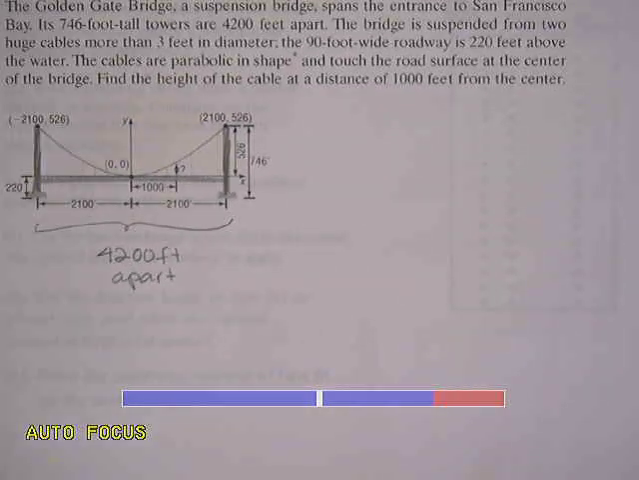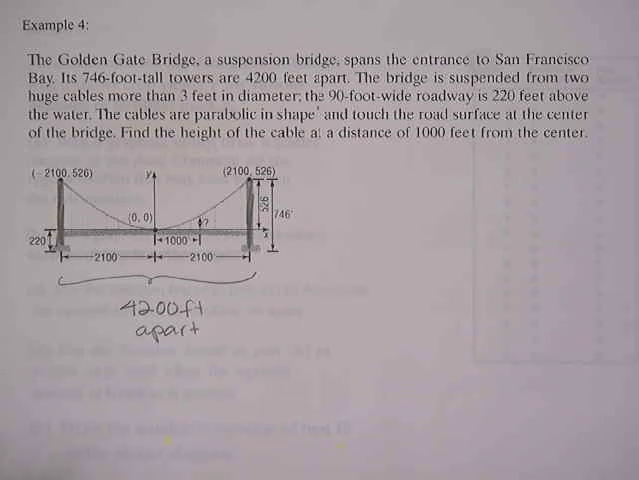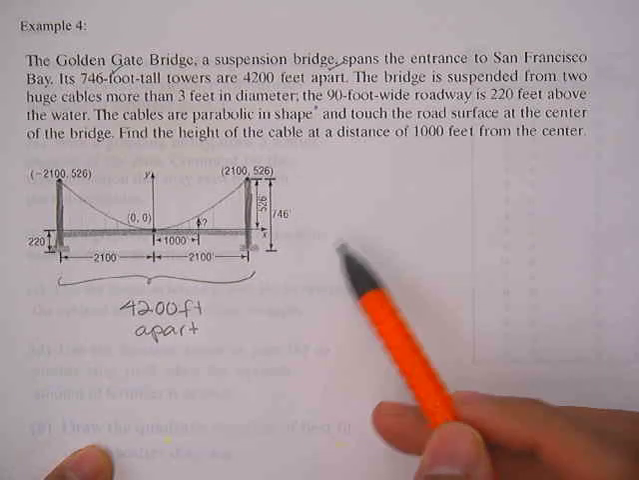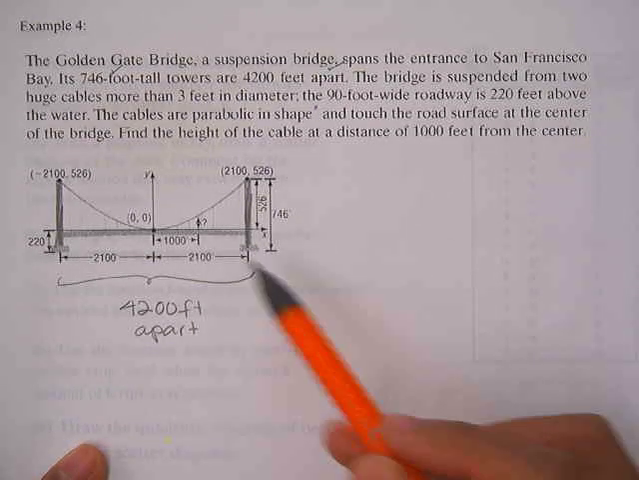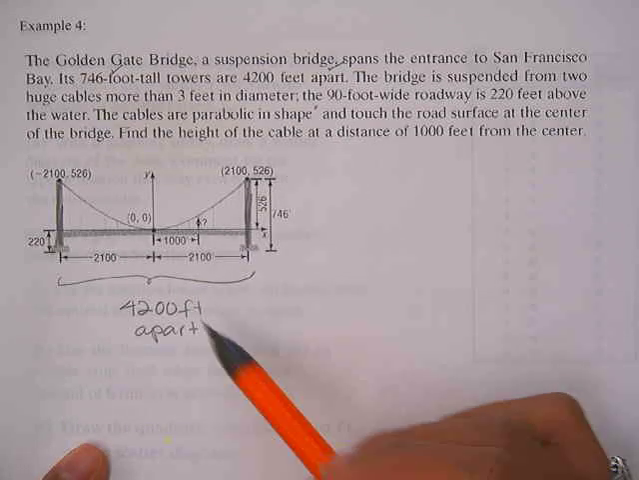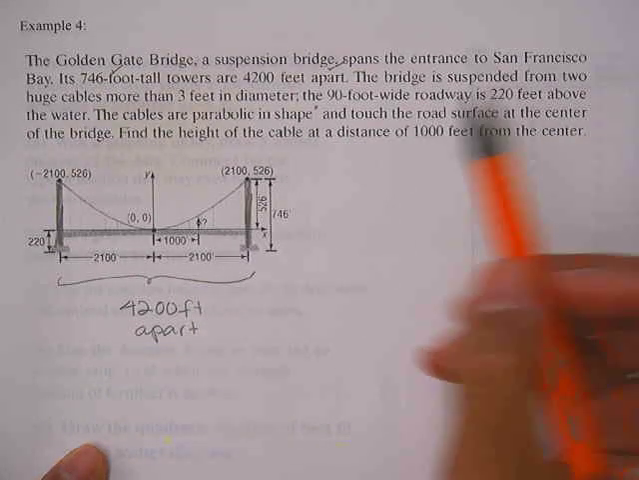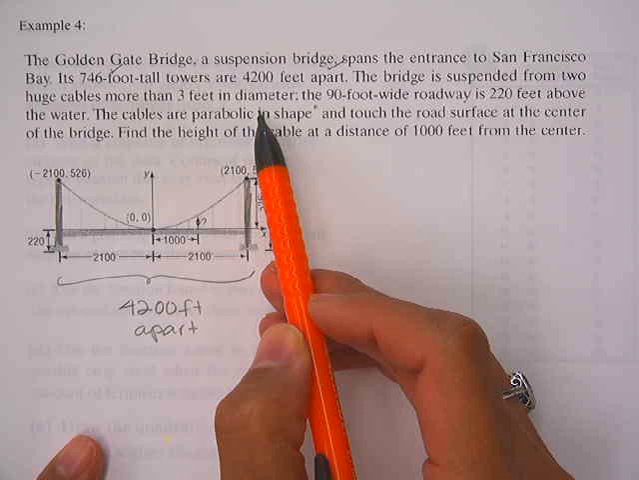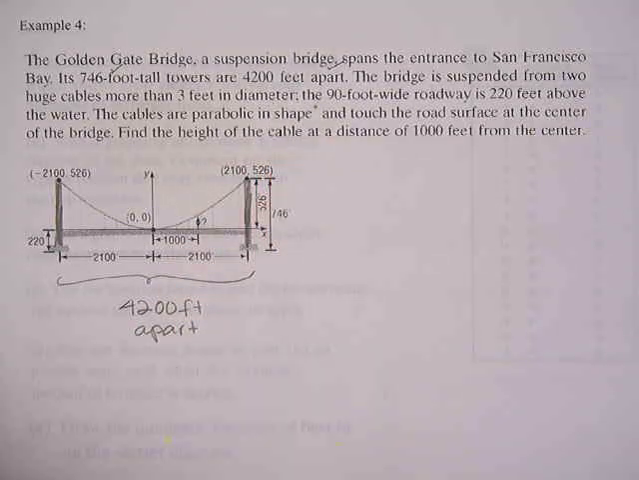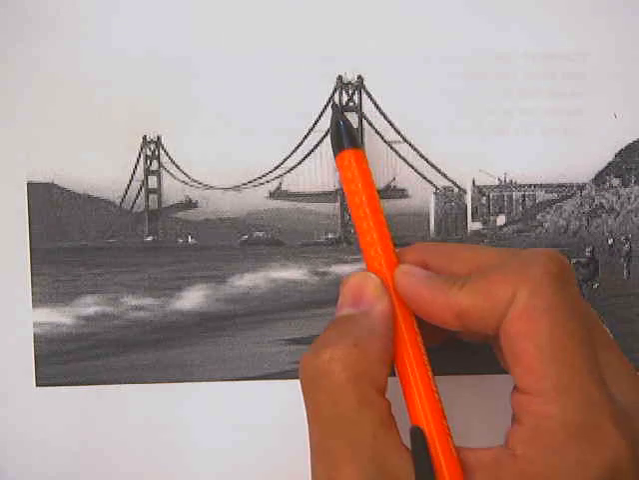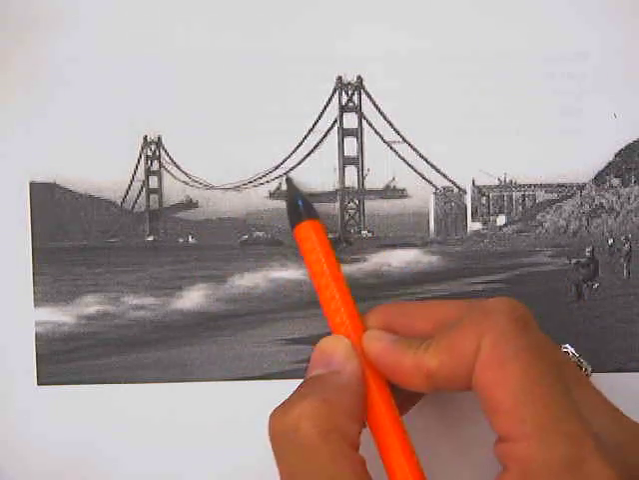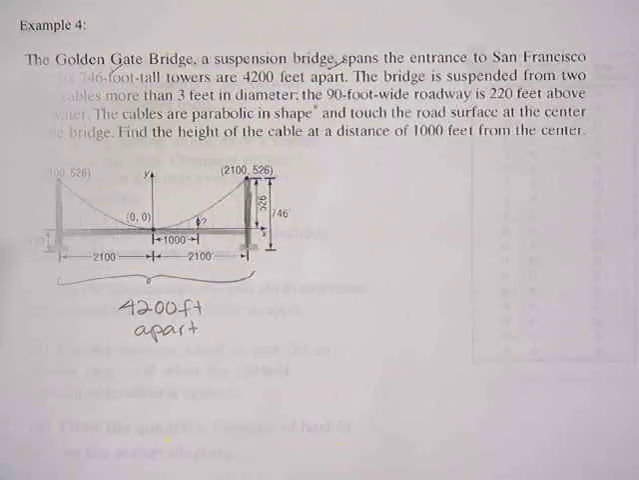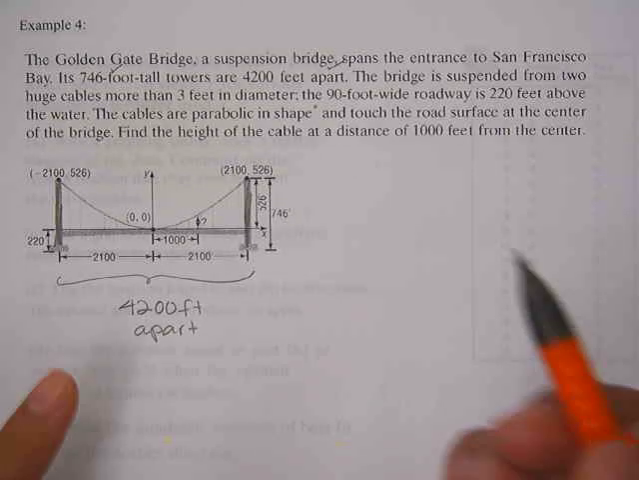So let me just zoom in really quick. Alrighty then. So this piece right here, we look at the drawing and we got it. Because this is notes, I'm already giving you the drawing. In your own homework or on the test, you might need to do the drawing on your own. The bridge is suspended from two huge cables more than 3 feet in diameter. So let's stop right there and look at this drawing. See the two cables? One cable, two cables. It's talking about how wide the cable is, so that piece of information is just extra information that I'm not going to need.